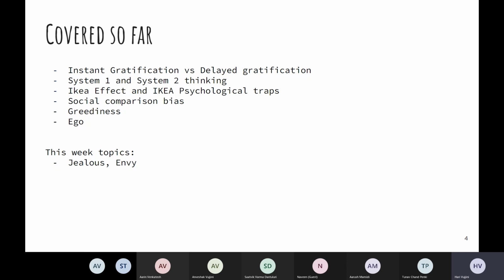So 99% of the time, when I give this input to my system 2 thinking, my system 2 brain, which does the analytical reasoning and all those things, logical thinking, then 99.5% I reject those ideas. So this is something I use on a daily basis, and you should also think of this system 1, system 2. And the IKEA effect and IKEA psychological traps.